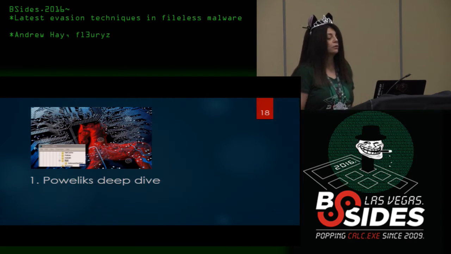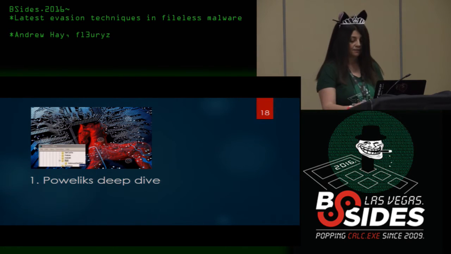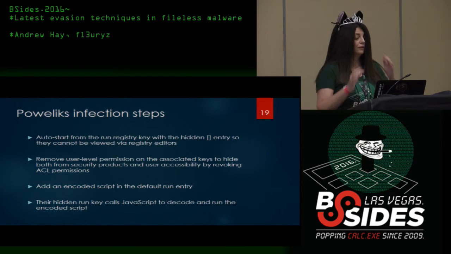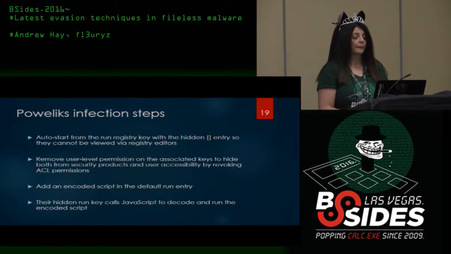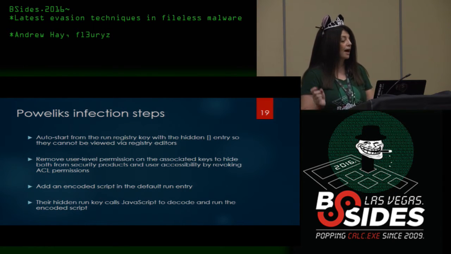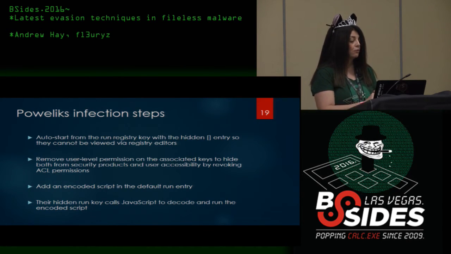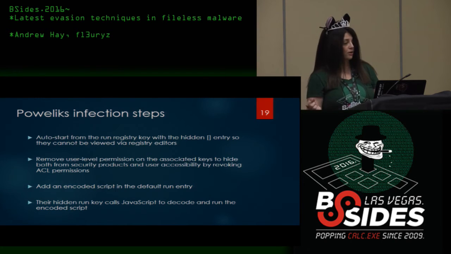So we're going to first go through a small deep dive of PowerLeaks. So what are the infection steps for PowerLeaks specifically? It starts from the run registry key with a hidden null character entry, so it cannot be viewed via registry editors. They remove user-level permission on the associated keys by revoking ACL permissions, to hide from both security products and user accessibility. They also had an encoded script in the default run entry, and their hidden run key called JavaScript to decode and run the encoded script.